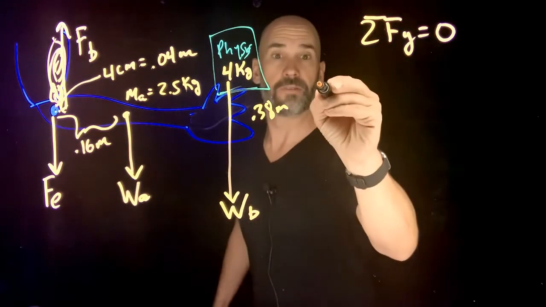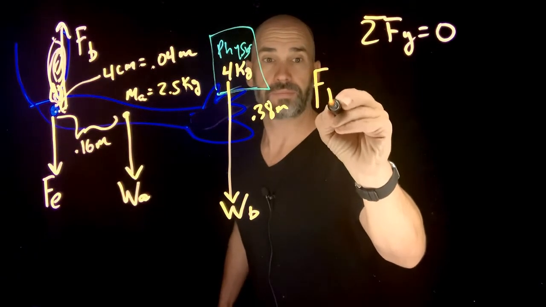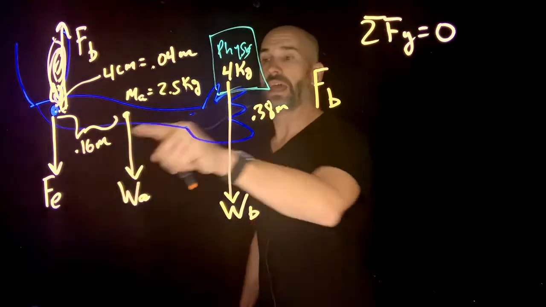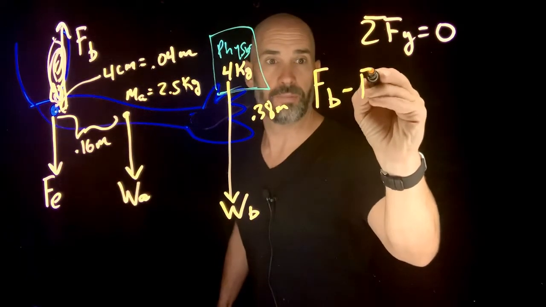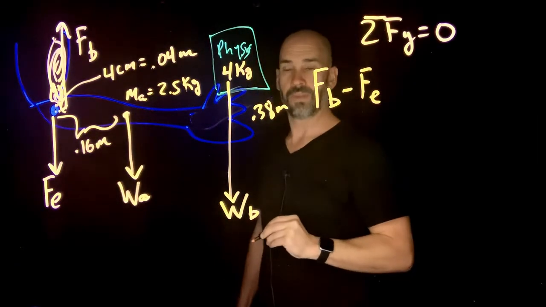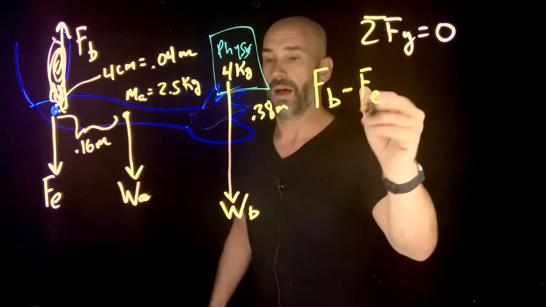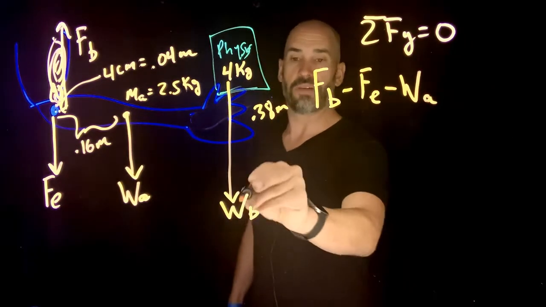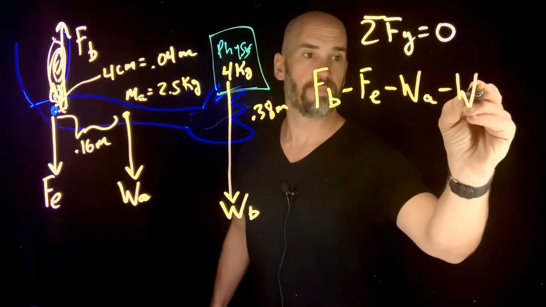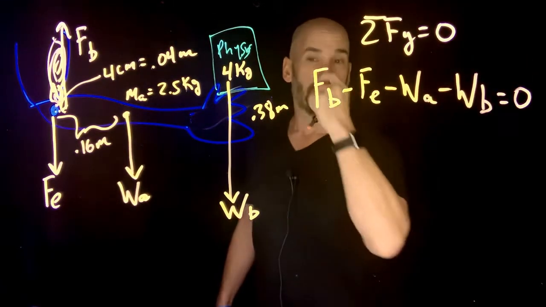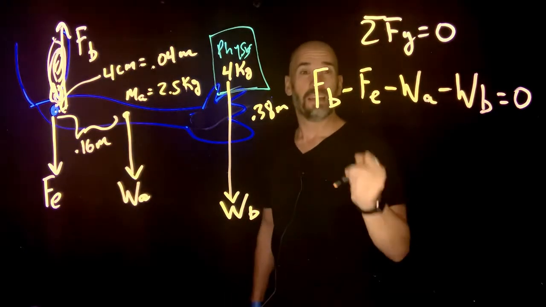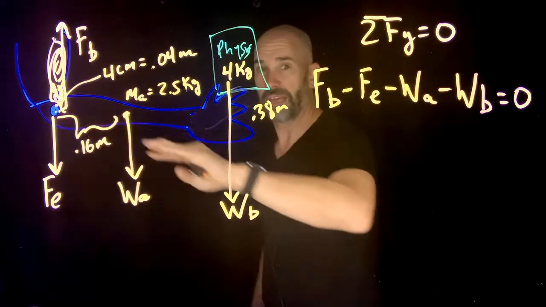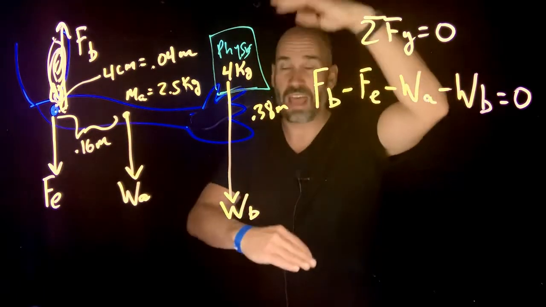We know that the force of the bicep is the only positive force. We have a minus force of the elbow, a minus weight of the arm, and a minus weight of the book. That's all the forces in the y direction. These are nice because we don't have to worry about r's or how far anything is away from the axes yet. This is just what's happening in y.